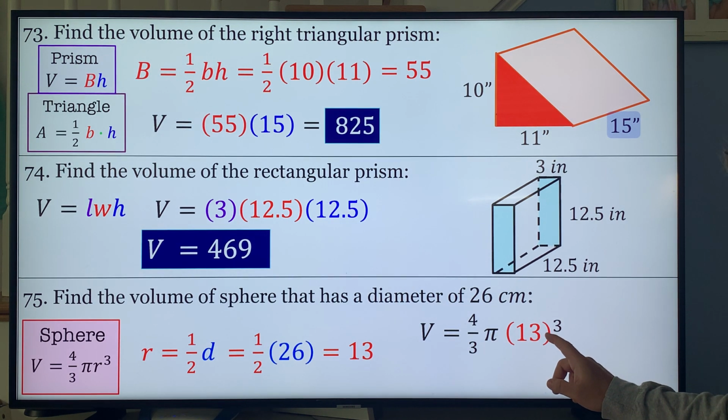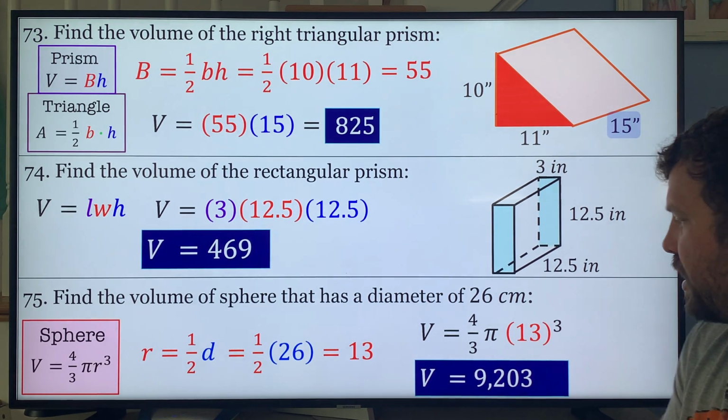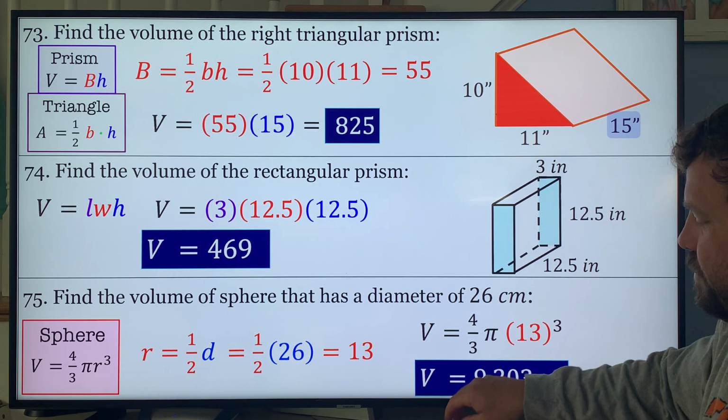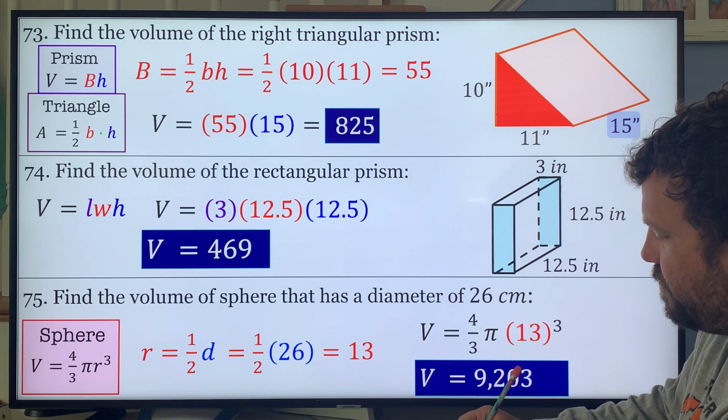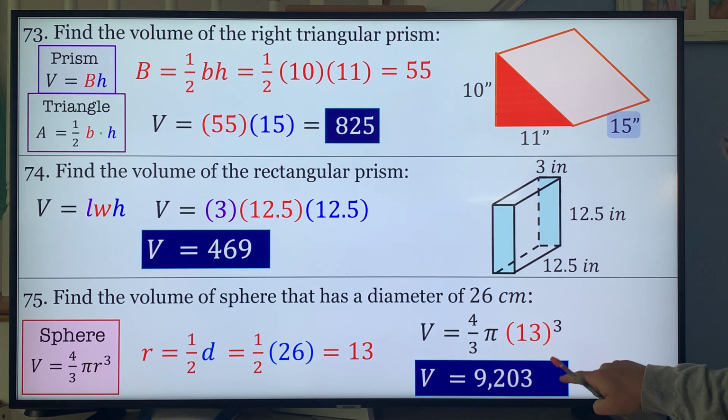And on your calculator, you're going to do a little caret and a 3. And it gives you your answer of 9,203 cubic centimeters. Right? Got it? I didn't put the units, but this should say cm³.